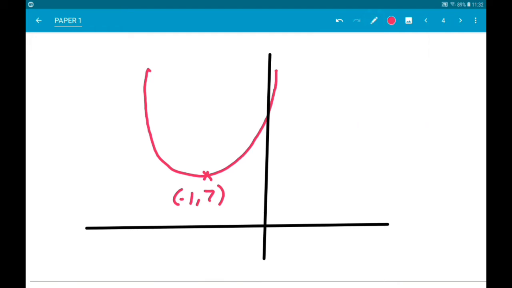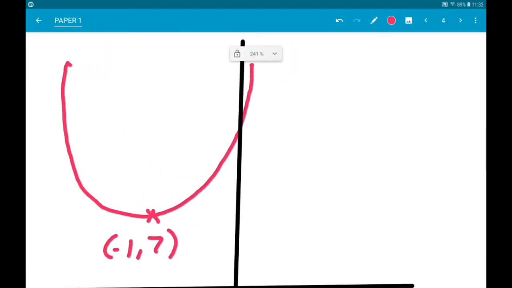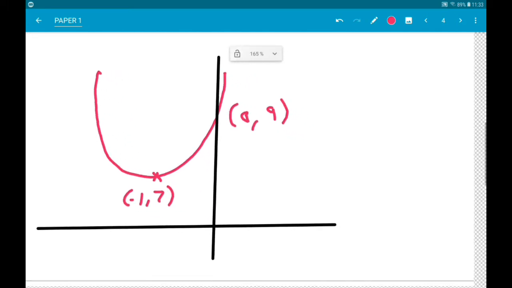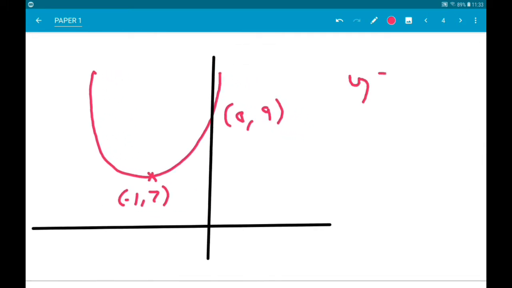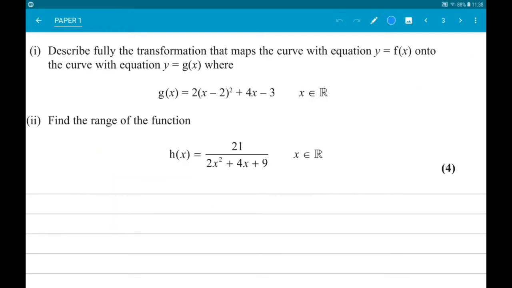Now we know the y-intercept is at 9, or (0, 9). And that is our sketch of y equals f of x. Part C, Part 1. Describe fully the transformation which maps f of x onto g of x, where g of x is 2(x minus 2) squared add 4x minus 3.